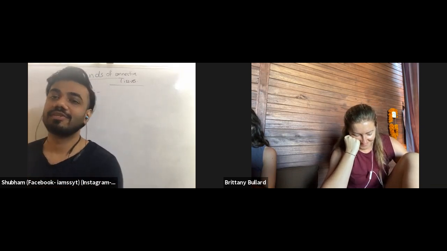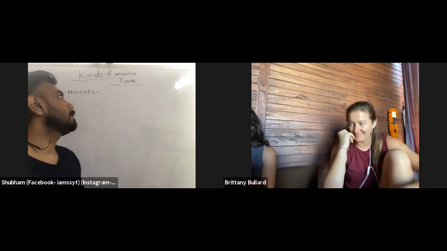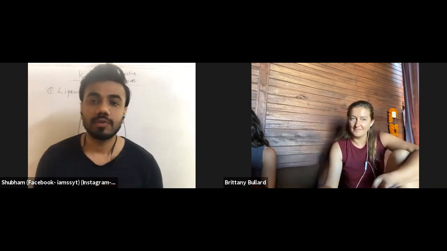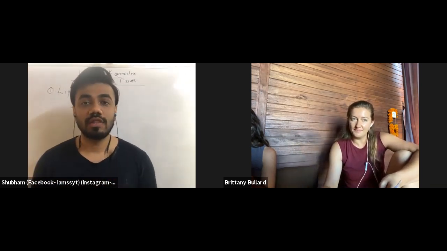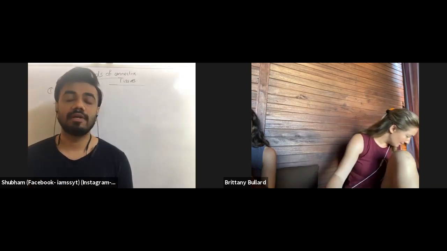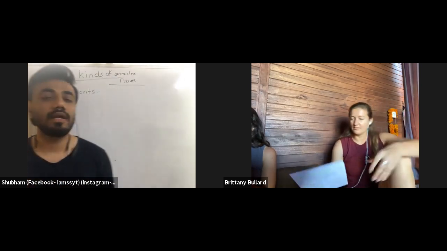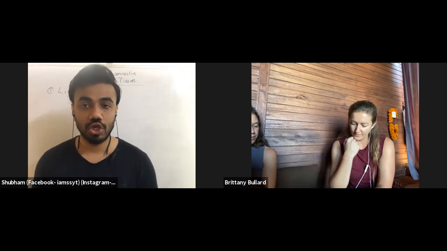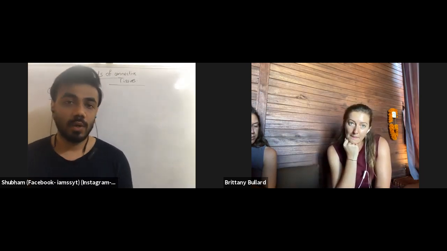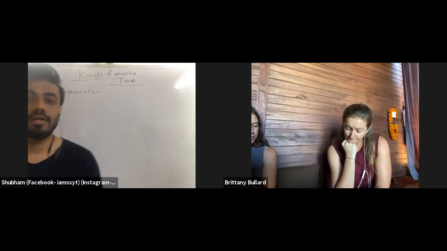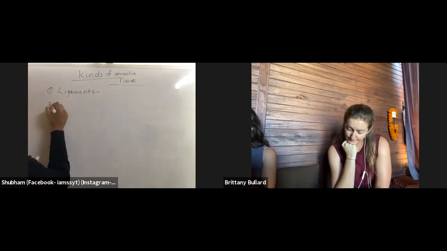Okay, thanks. So when we connect one bone to the other bone, that is done with the help of ligaments. Ligaments we will find in plenty around our bone joints. So to connect one bone to the other bone is a ligament. Then apart from these ligaments, we have tendons. Now you tell me what the tendons are?